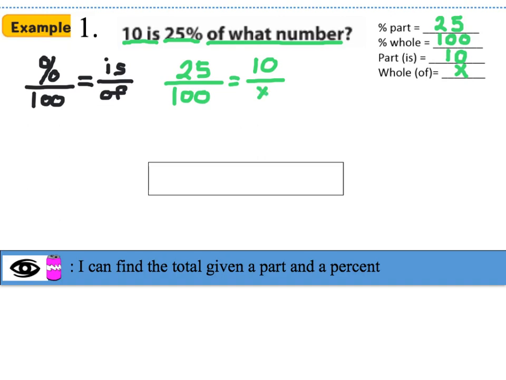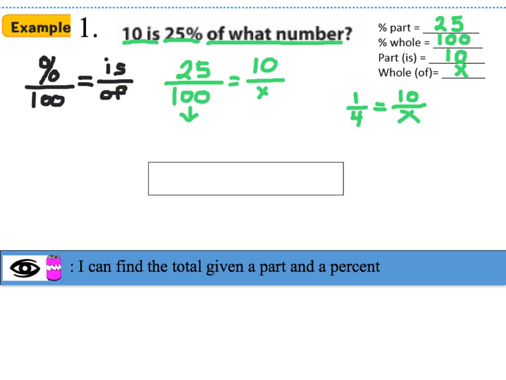So now what we can do is reduce our first ratio, and if I divide the top and the bottom by 25, my reduced ratio becomes 1/4. So 1/4 is equal to 10 over x. Now we can use that to solve for our x.